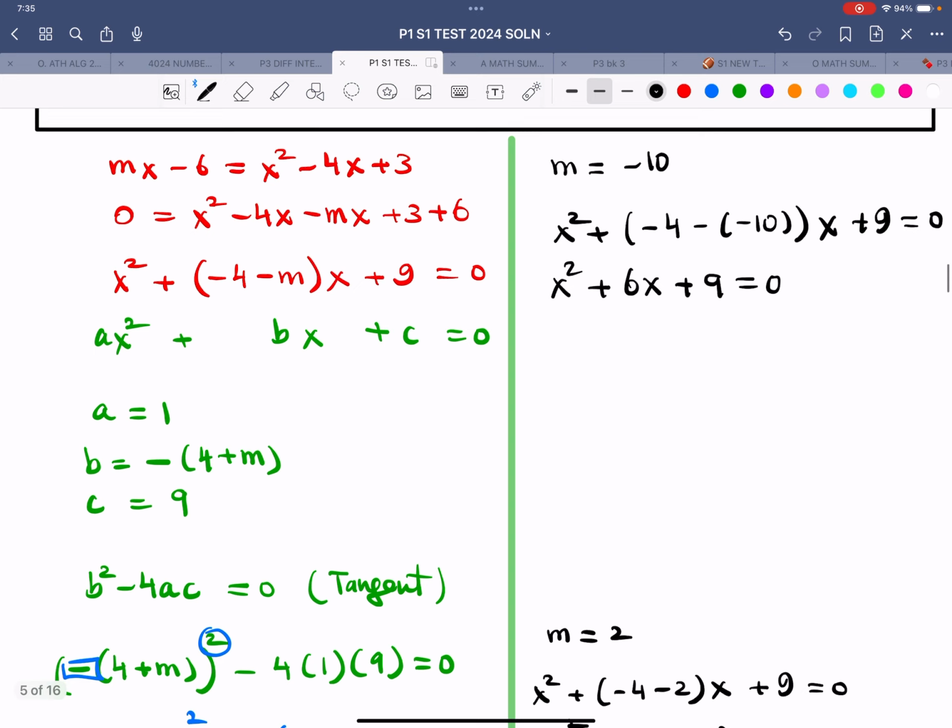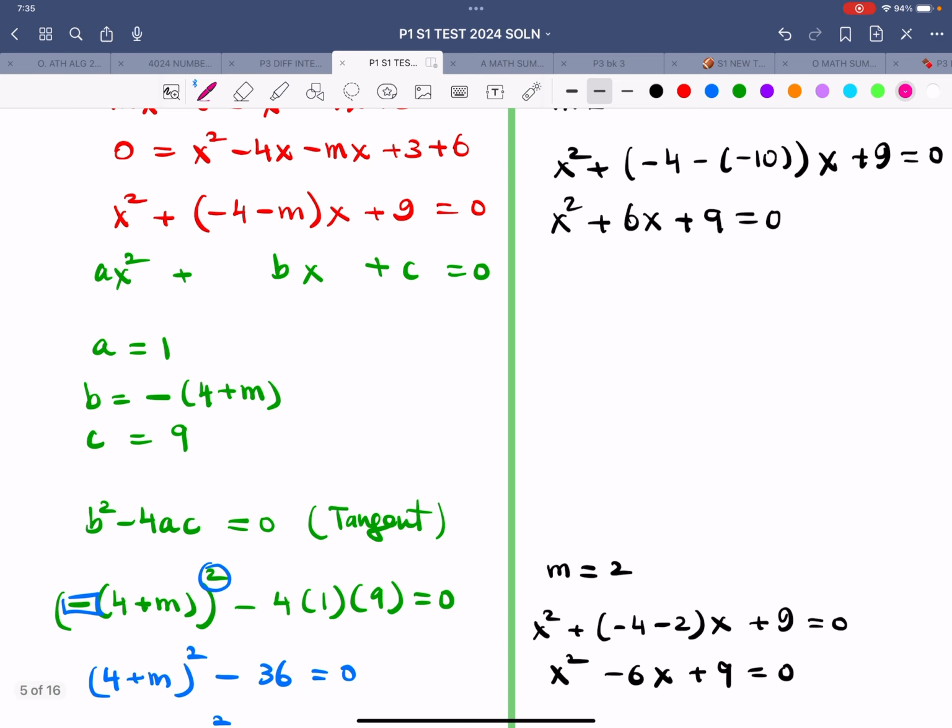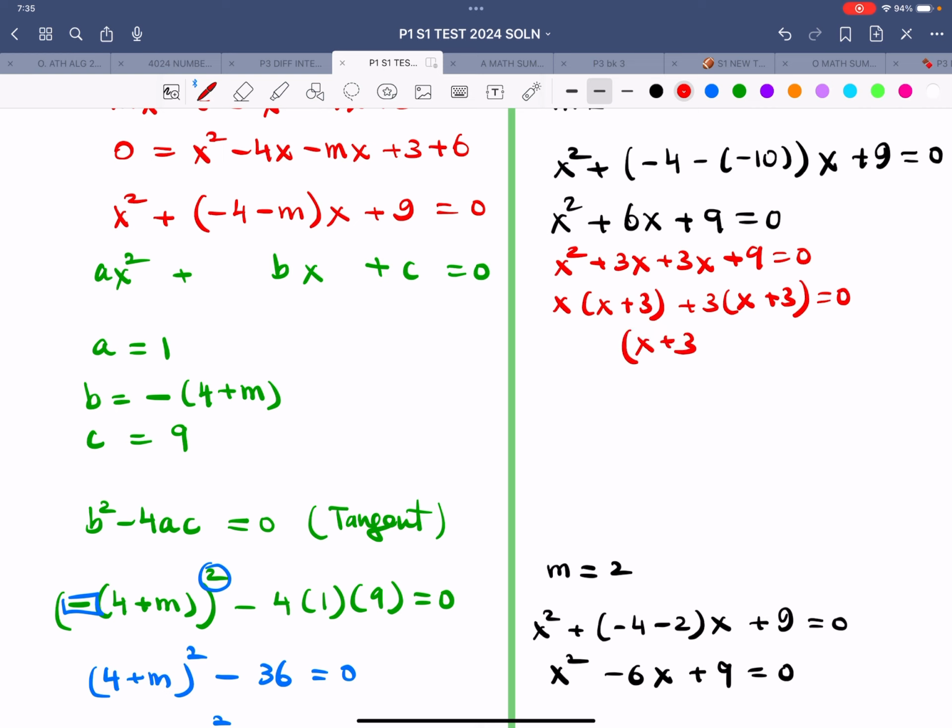Now this is +6 and −9. These are nice numbers, so let me solve this one. This is x² + 6x + 9 = 0. So therefore, this is (x + 3)(x + 3) = 0. This is (x + 3)² = 0. Therefore, x is −3.